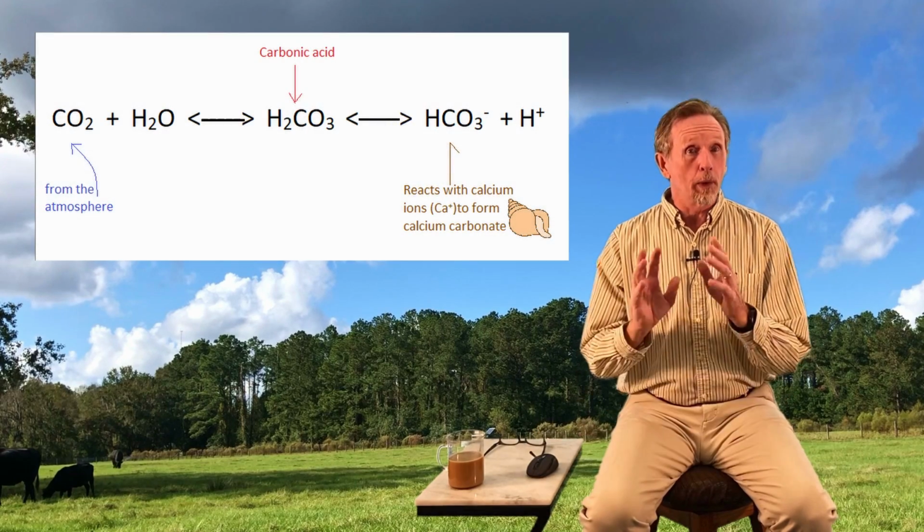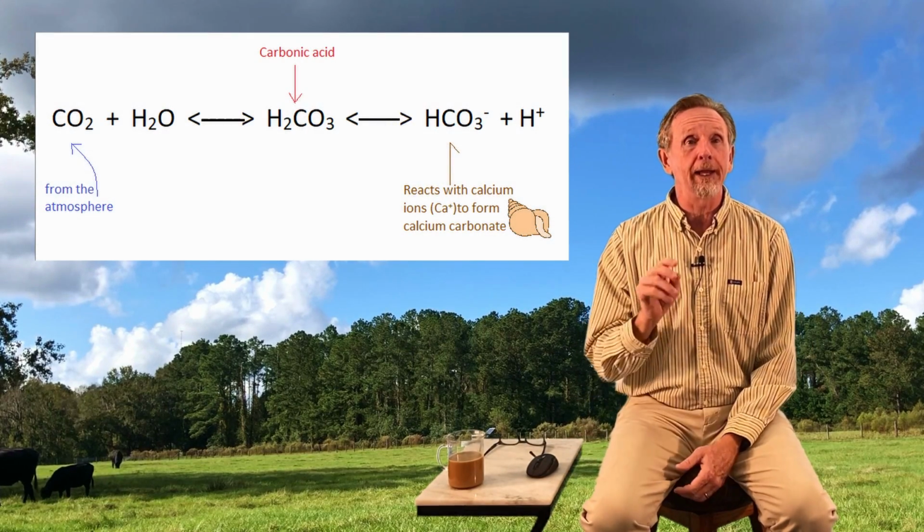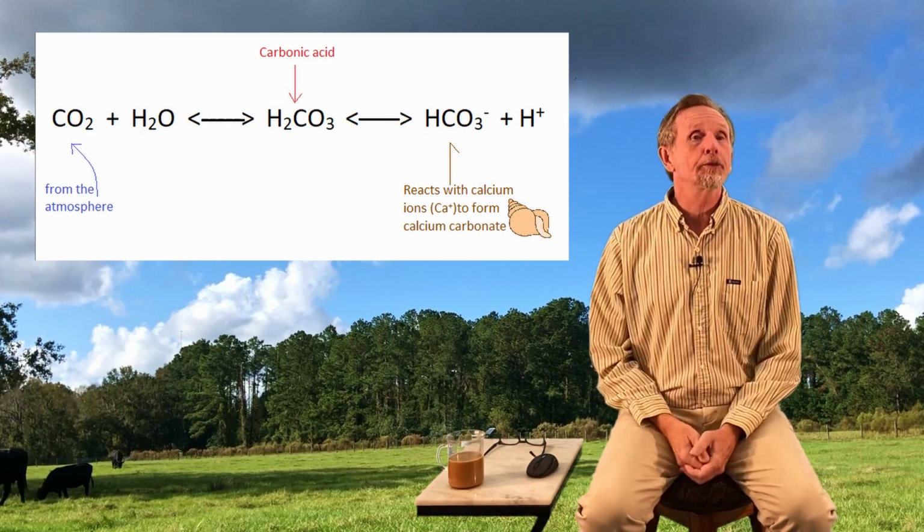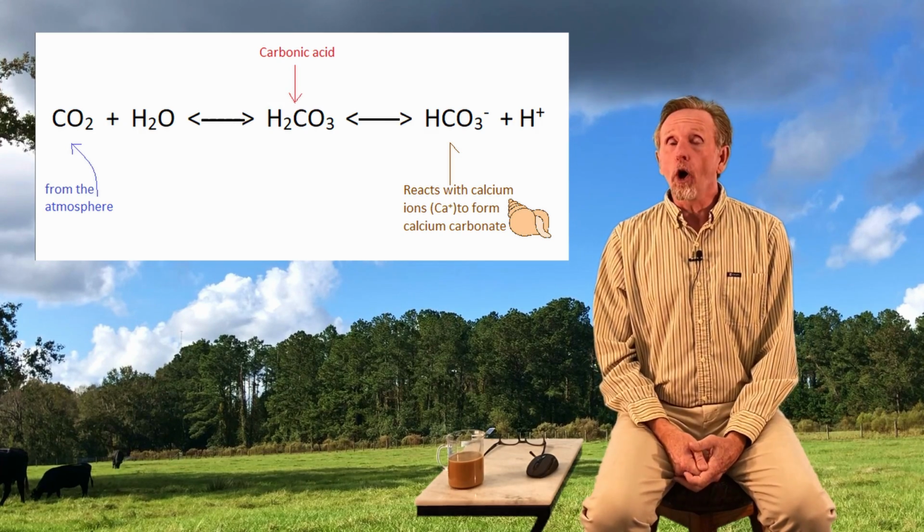CO2 combines with water to form H2CO3, carbonic acid. So rain is always a little bit acidic. It's usually in the range of about 5.6, if you will. So that would just be normal rainfall.